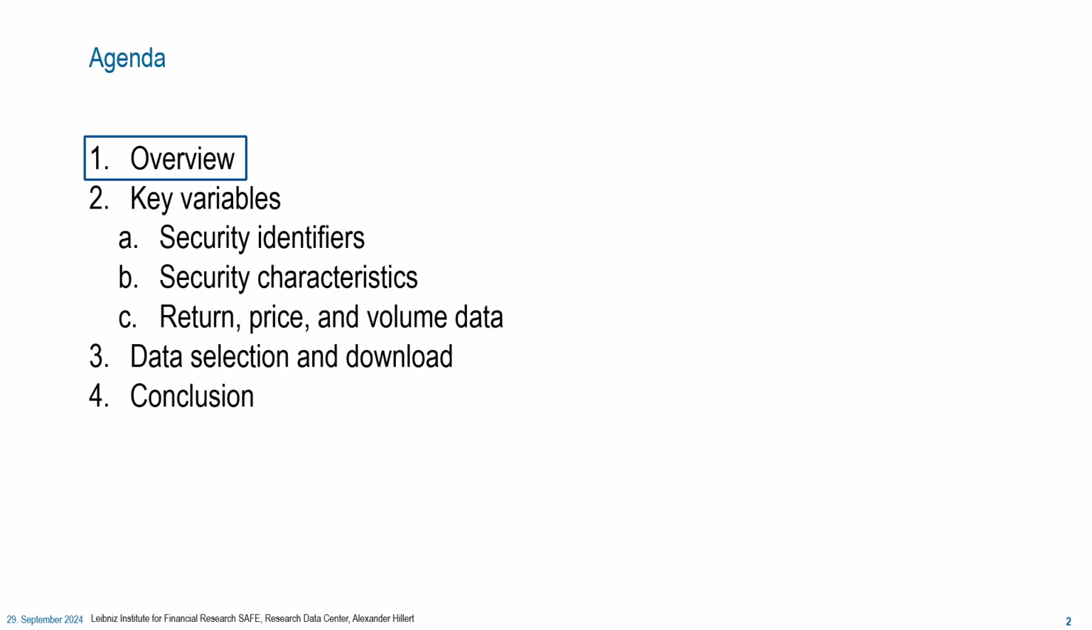The video is structured in 4 sections. First, I would like to give you a broad overview on the CRSP stock market database. Then we will look at key variables, including security identifiers, security characteristics, and then essential data points like stock returns, stock prices, volume, and information on the shares outstanding. In the third section, we will cover how you actually select the variables you need, select the sample period you need, and how you download the data. And in the end, I will conclude. So let's jump right into our first chapter.